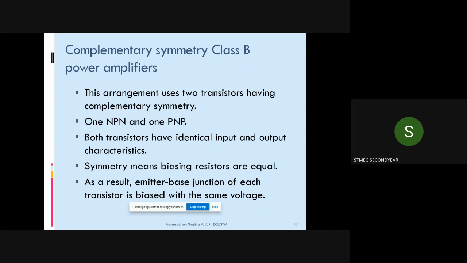But both transistors have identical input and output characteristics. The other parameters will be the same, but one will be NPN and the other will be PNP. And symmetry means we are also applying the same biasing conditions. That means the emitter base junction of both the transistors is biased with the same voltage.